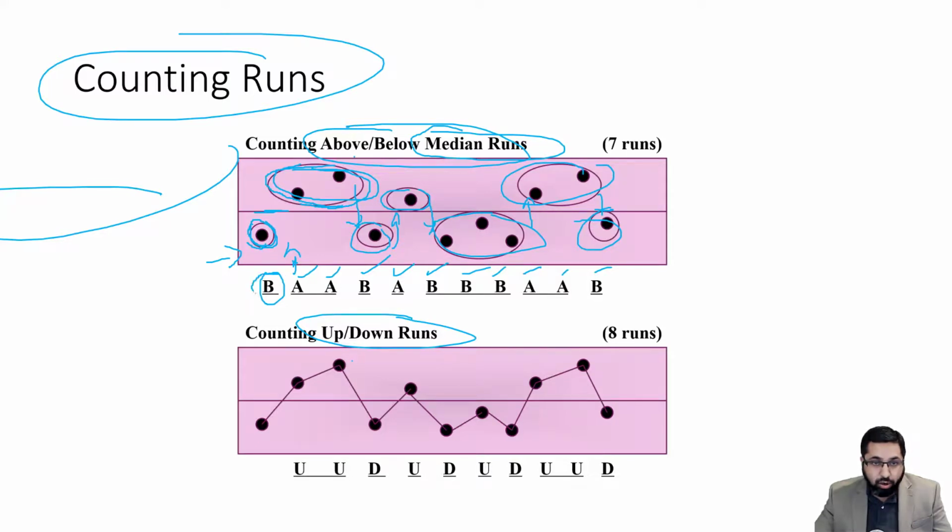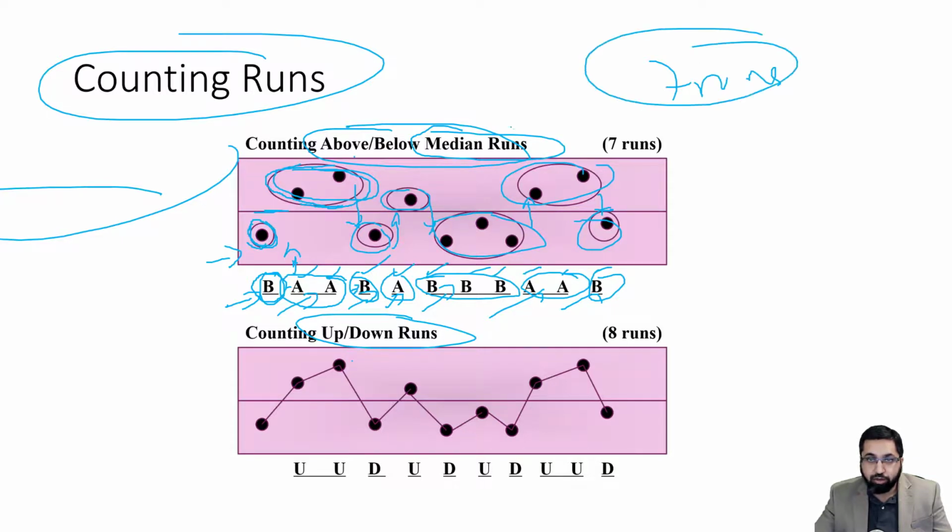So you circle all the B's till you hit an A, then you circle all the A's till you hit a B. You never circle A, B, or BA together. You cannot put BA into one circle. Then you can count how many circles you have. So I have 1 circle here for B, then a second, third, fourth, fifth, sixth, 7. I have 7 above-below median runs in this data.